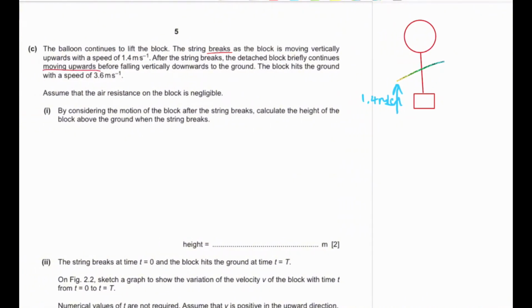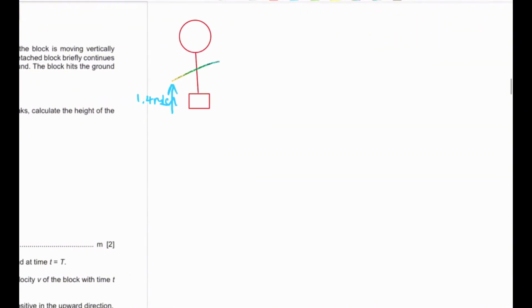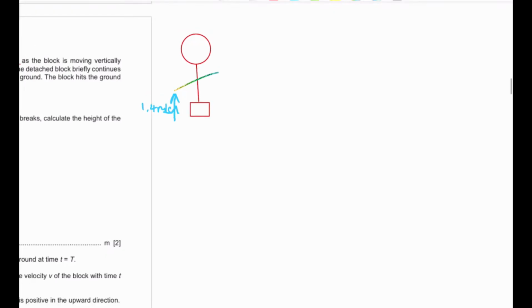The string breaks and the detached block briefly continues moving upwards. Why does it move upwards? Because of inertia. It's going to keep on moving upwards because it wants to remain in that state, but it's going to lose all of its kinetic energy, and it's going to hit a certain maximum height. Then it will start falling down. Let's assume it's going to move to this particular height. At this height, its velocity will be equivalent to 0.